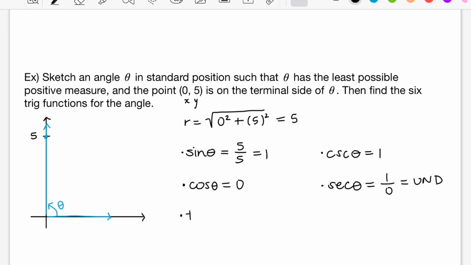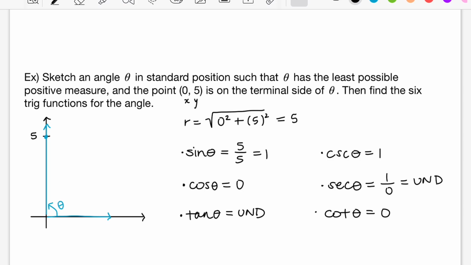Similarly, for tangent, this is going to be y over x. Y is 5 and x is 0, so this is going to be undefined. And then since cotangent is the reciprocal of tangent, this will then be 0 over 5, which will be equal to 0.